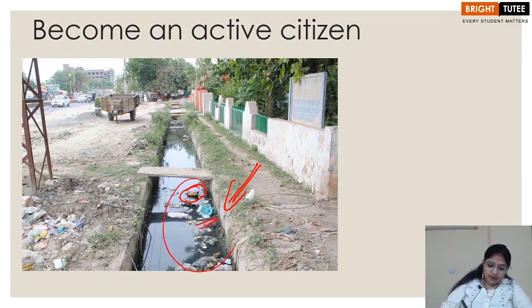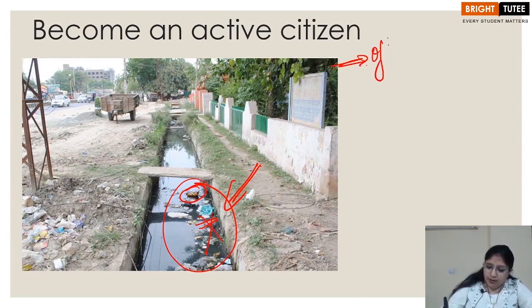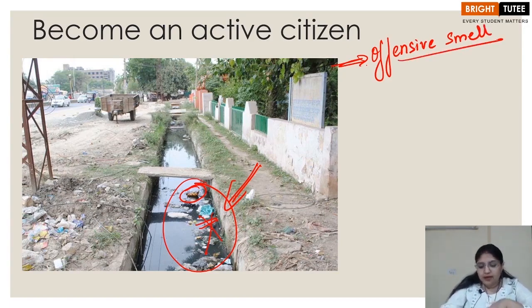Now, if all of these things were not present in the drain, what would happen? The pressure on the wastewater system would have reduced. But because of such open drains, people knowingly or unknowingly throw their garbage into these drains. This also leads to the production of offensive smell. Also, many times these things accumulate in the sewerage system and cause problems in the drainage.